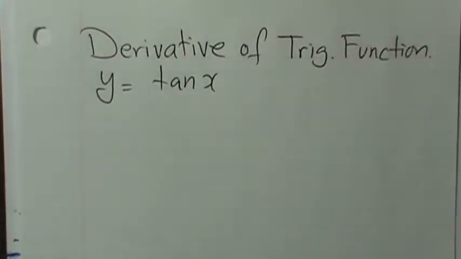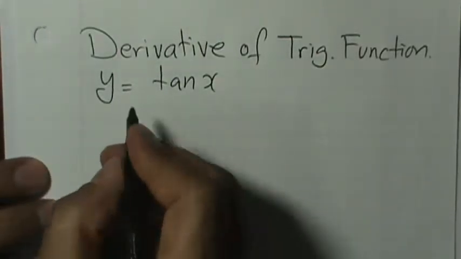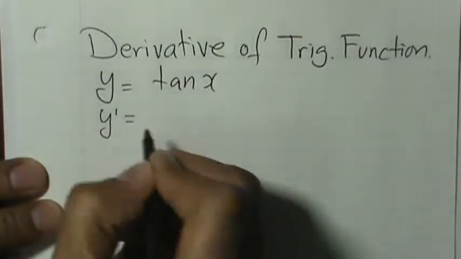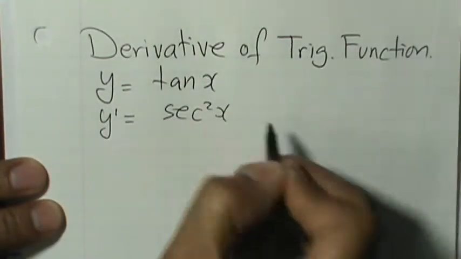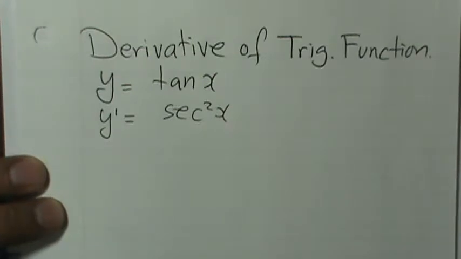Today's lesson is about derivative of trigonometric functions, tan x. Y equals tan x. The derivative of tan x would be, so we write y prime equals secant squared x. That's what the derivative of tan x is. And some of us are probably wondering, how come the derivative of tan x is secant squared x? That's a valid question. So let's prove why the derivative of tan x is secant squared x.